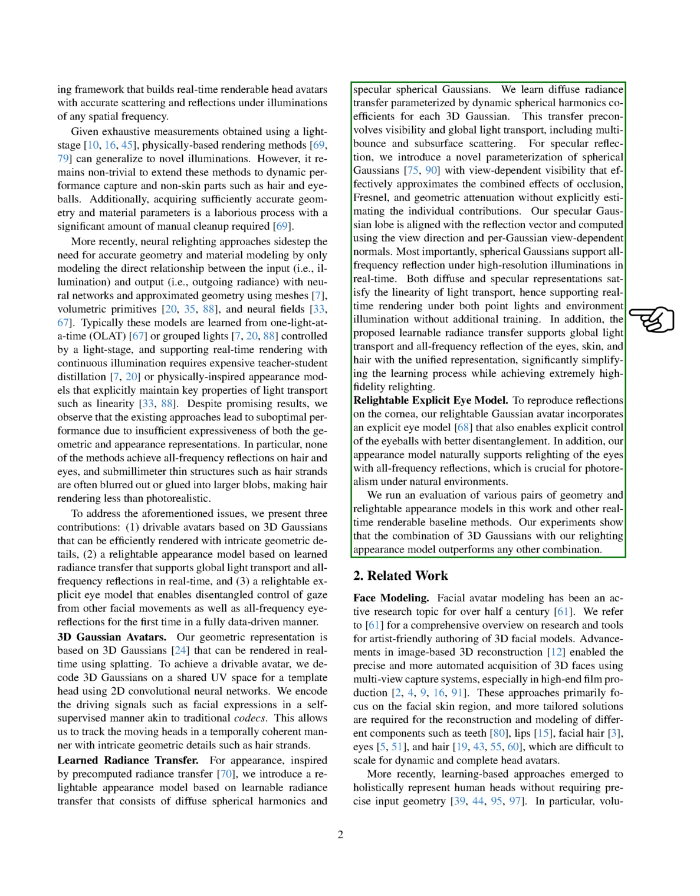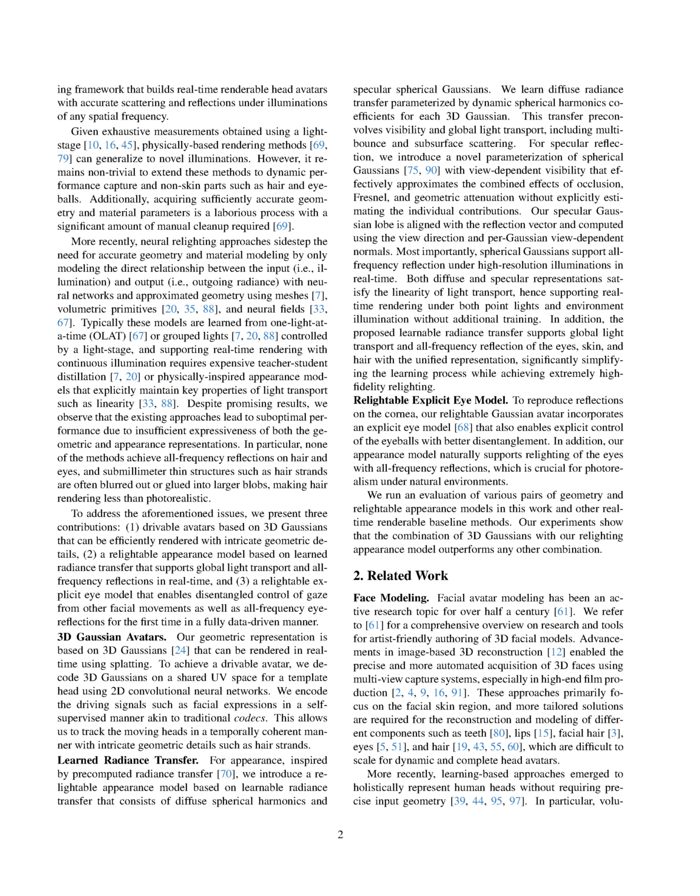We've also introduced a novel parameterization of spherical Gaussians with view-dependent visibility that effectively approximates the combined effects of occlusion, Fresnel, and geometric attenuation. Our relightable Gaussian avatar also incorporates an explicit eye model that enables explicit control of the eyeballs. This model naturally supports relighting of the eyes with all-frequency reflections, which is crucial for photorealism under natural environments. We've evaluated various combinations of geometry and relightable appearance models, and our experiments show that the combination of 3D Gaussians with our relighting appearance model outperforms any other combination.